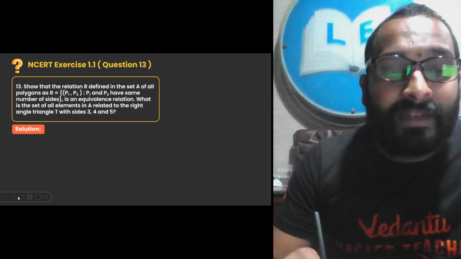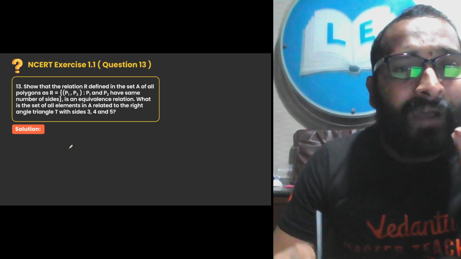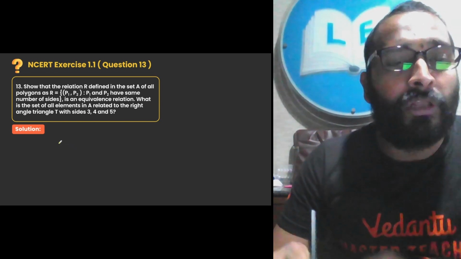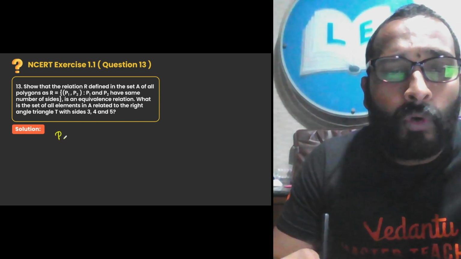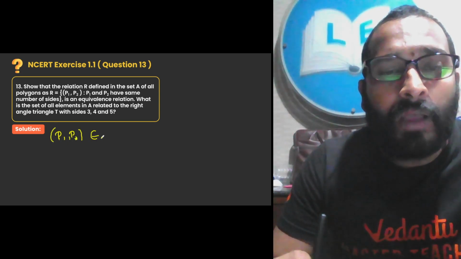See children, let us try to solve the first part. Show that the relation R defined in set A of all polygons is an equivalence relation. So let us relate it. In a set A, we have two polygons, so let us write P1, P2 belongs to A, and P1 and P2 have the same number of sides.